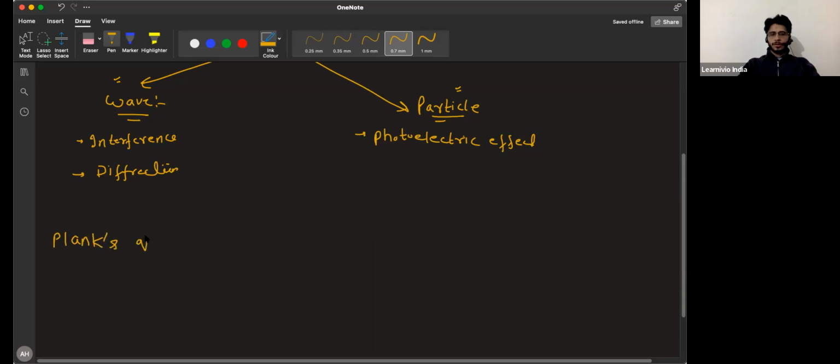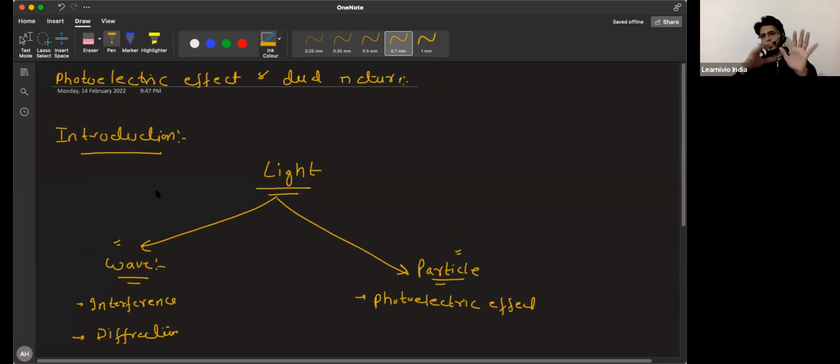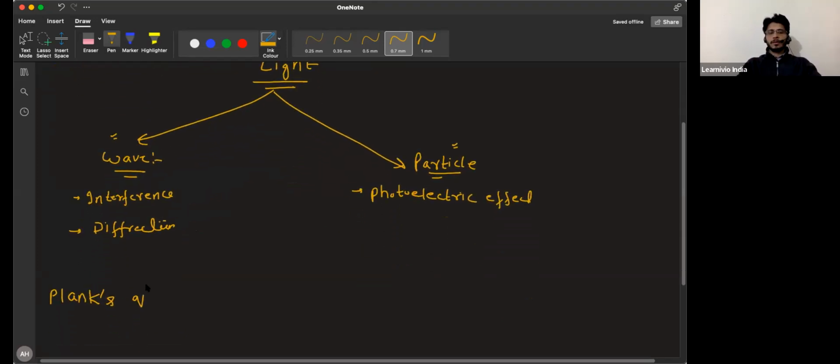Planck's quantum theory. See, we call this branch modern physics because the topics that you will study in this branch were introduced in the early or late 18th century. But all the other topics that we did in the entire year were introduced in the 17th century or as far back as the 16th century. So in that way, this is modern physics. The next is Planck's quantum theory.